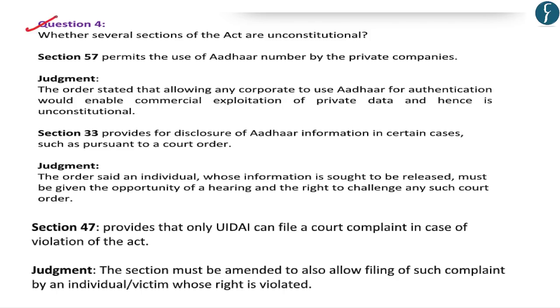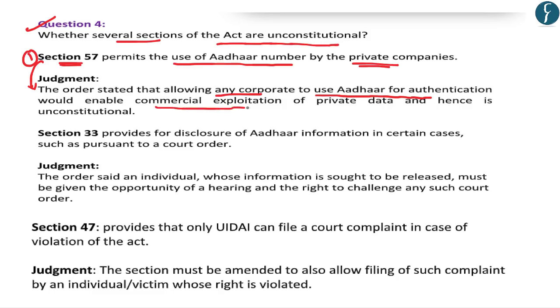Now coming to the fourth petition, wherein the petitioners had argued that several sections of the Aadhaar Act are unconstitutional. Now the first section here is section 57, which permits the use of Aadhaar number by the private companies. Now with respect to section 57, the Supreme Court ruled that allowing any corporate or private company to use Aadhaar for authentication would enable commercial exploitation of private data and hence it is unconstitutional.